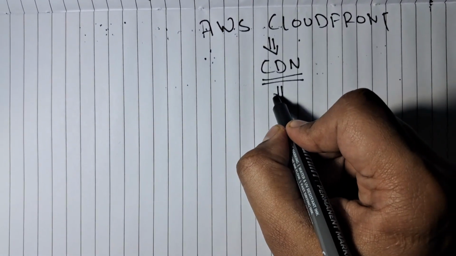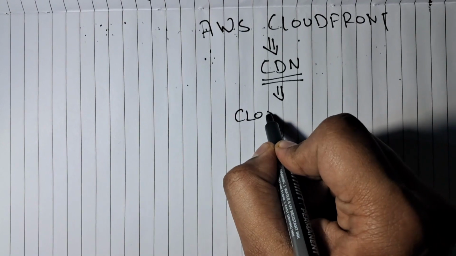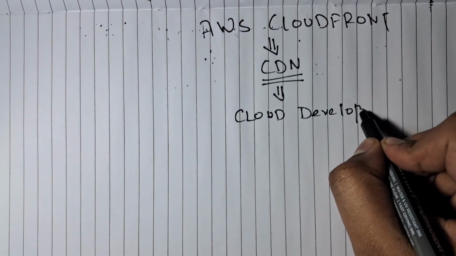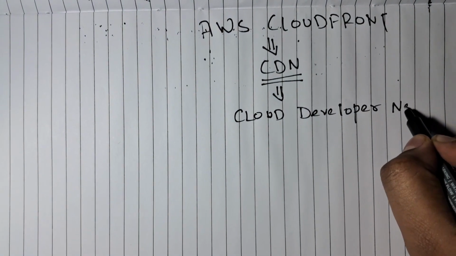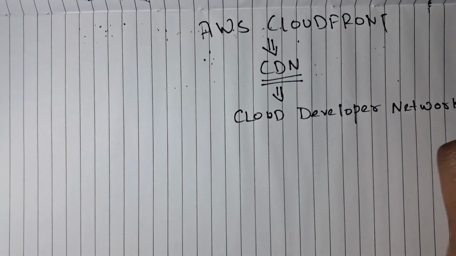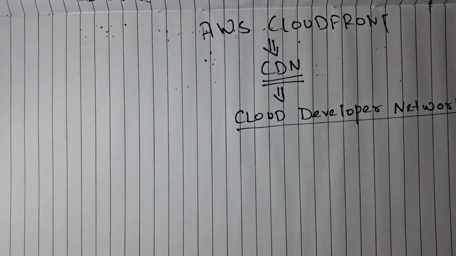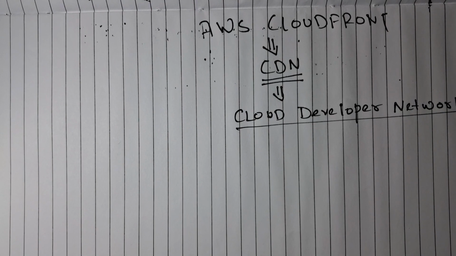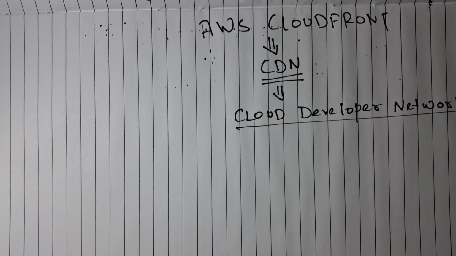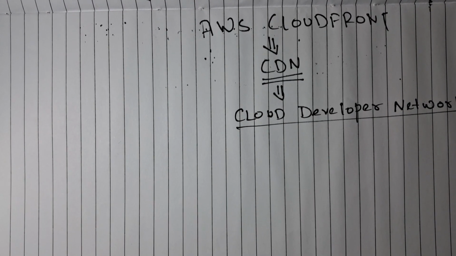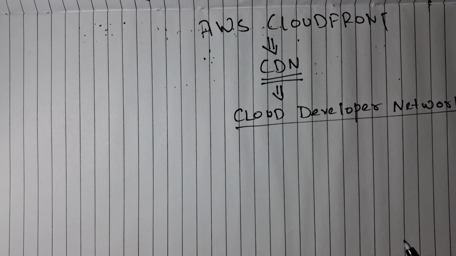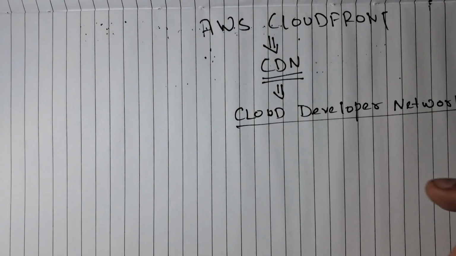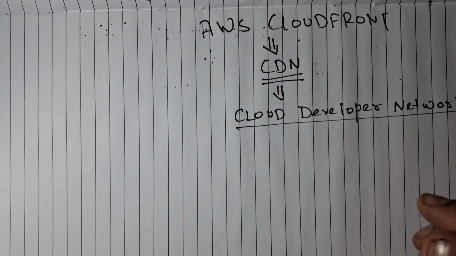So CDN is a cloud developer network. Now you will be thinking, what is the cloud developer network? So CDN is a cloud developer network which helps in creating multiple copies of a file which you upload on your platform at different edge locations of AWS.